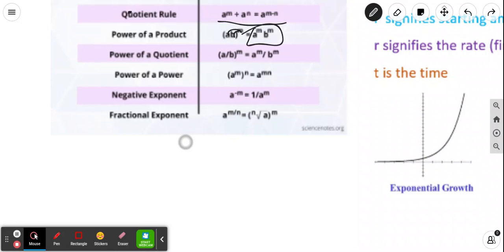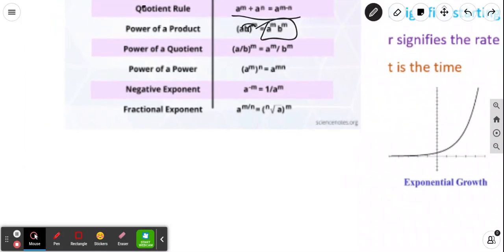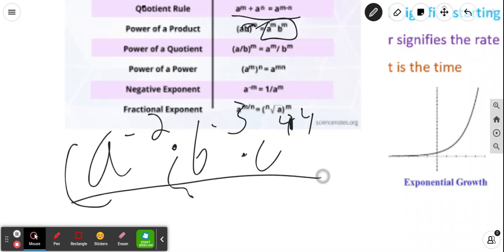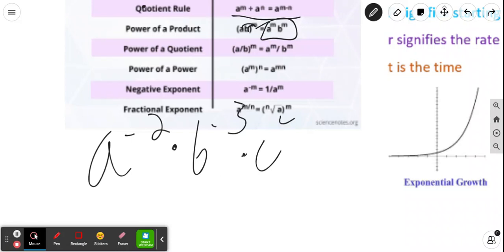If it's a to the power of negative m, you can just turn it into 1 over a to the power of m. Might make it a little bit easier if you have to simplify, and sometimes they might ask you, oh, a to the negative 2 times b to the negative 3 times c to the positive 4, and then ask you to simplify. Then you have to bring these two down into the denominator like that. They might ask you that.